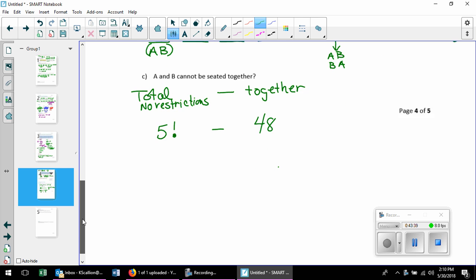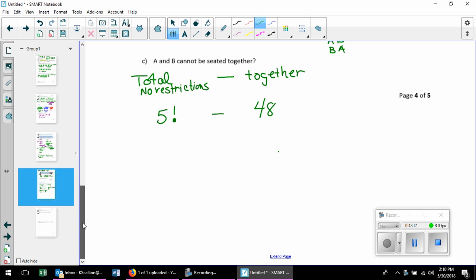So what's 5 factorial? 120. So 120 minus 48.